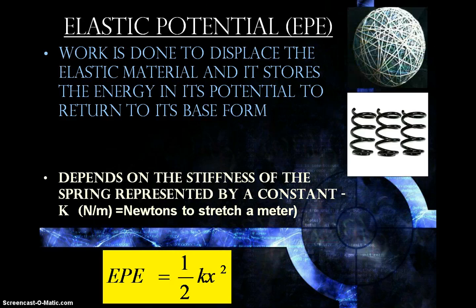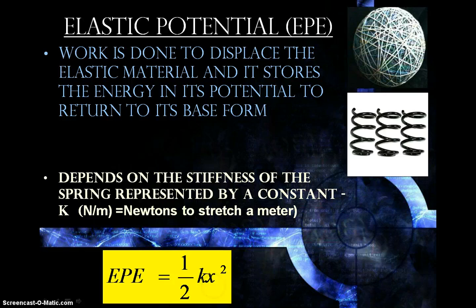Now, there are all sorts of different kinds of elastic materials. We have rubber bands, rubber balls, trampolines, all these sorts of things. But again, we will most often be dealing with the idea of a spring. In order to calculate the amount of work or the potential energy that that spring has, we use this equation, which is elastic potential energy equals 1/2 kx squared.